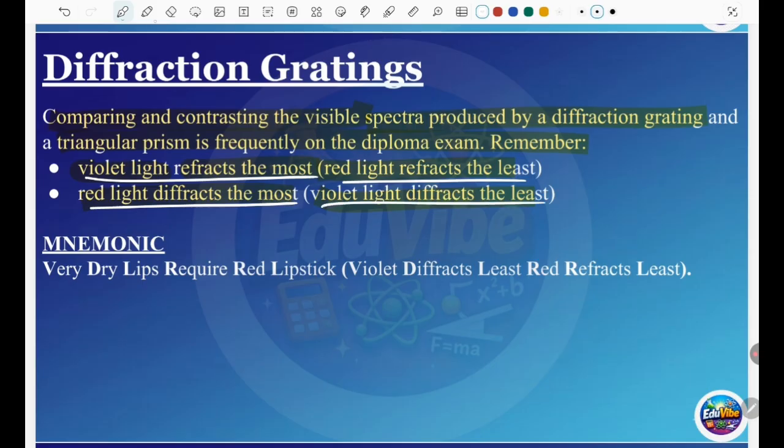So we have a mnemonic for this: in a grating, violet diffracts the least and red diffracts the most. So that's all, this is also a small mnemonic. You get one question particularly from this in your diploma. We'll practice diploma questions when we do.